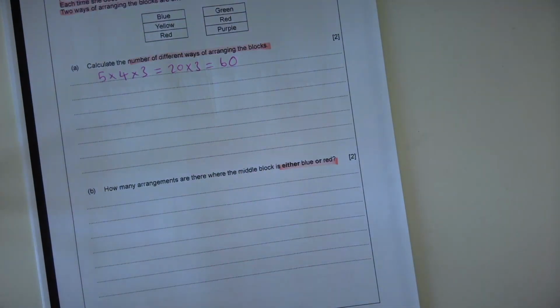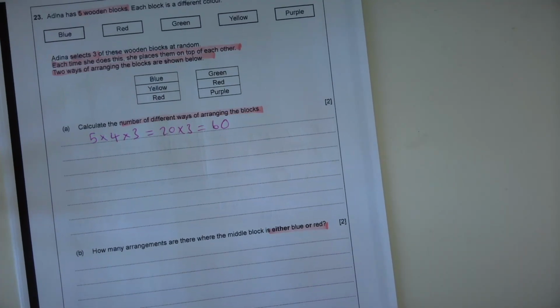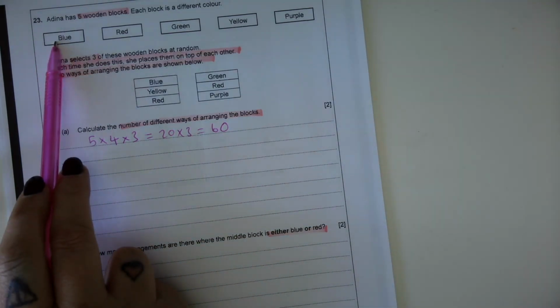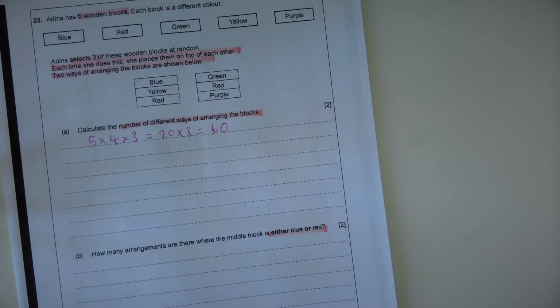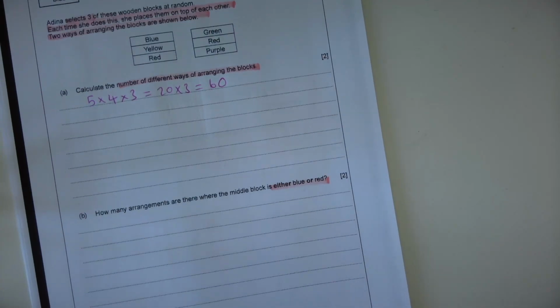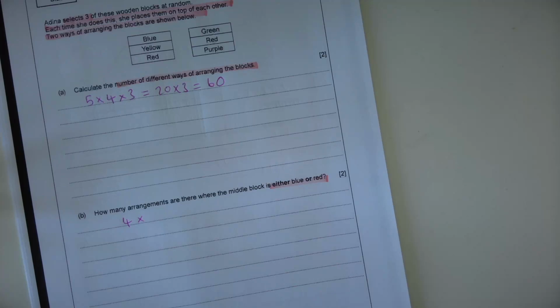Part B, how many arrangements are there where the middle block is either blue or red? Okay, so when she picks the first block, the middle block's going to be blue or red. So that reduces our options by 1. Okay, because if it was red, we'd still have blue to pick from. But if it was blue, we'd still have red to pick from. So on the first pick, we've got potentially 4 colours to pick from.